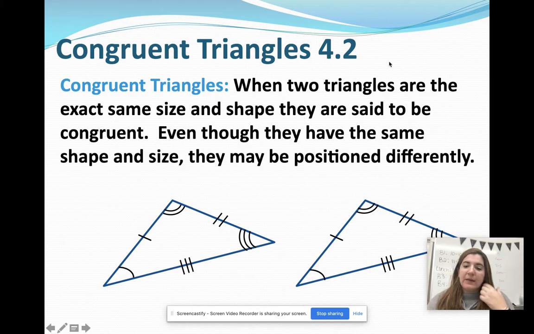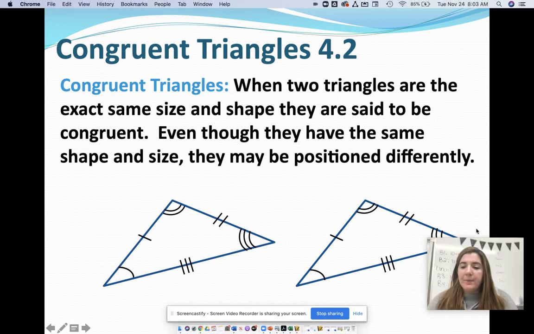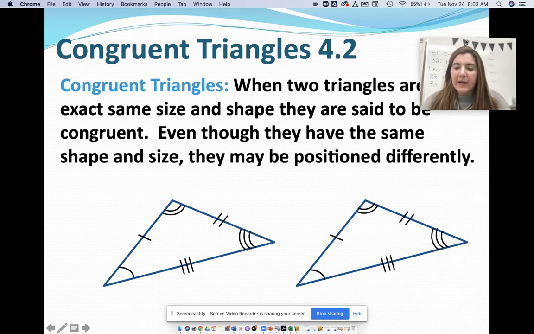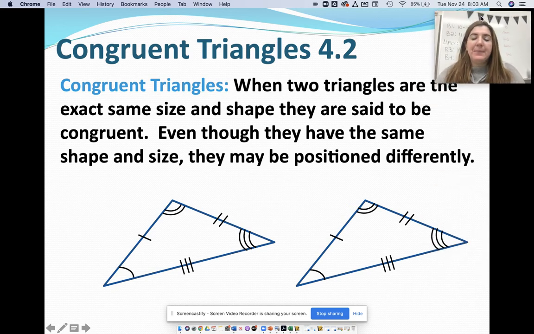So we've talked about congruent lines before, or congruent angles, where this angle right here is congruent to this angle right here because they each have an angle mark, and this line segment has this line segment. So, for two triangles to be completely congruent, we need to say that they are the exact same size and the exact same shape. So they are said to be congruent. Even though they have the same shape and size, they may be proportioned differently.